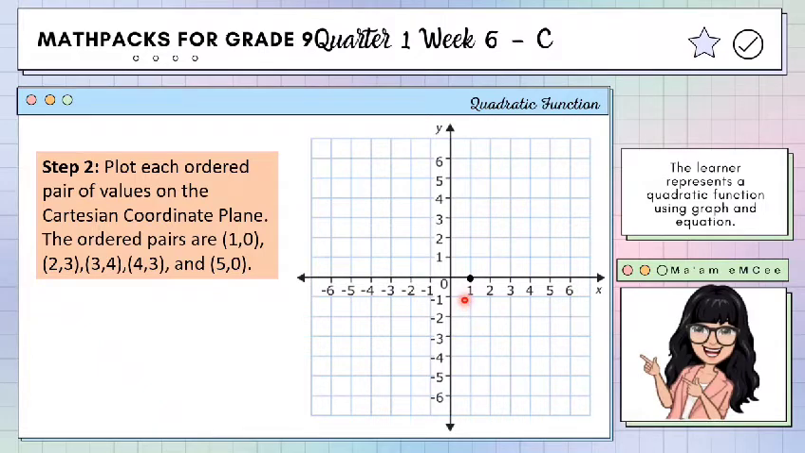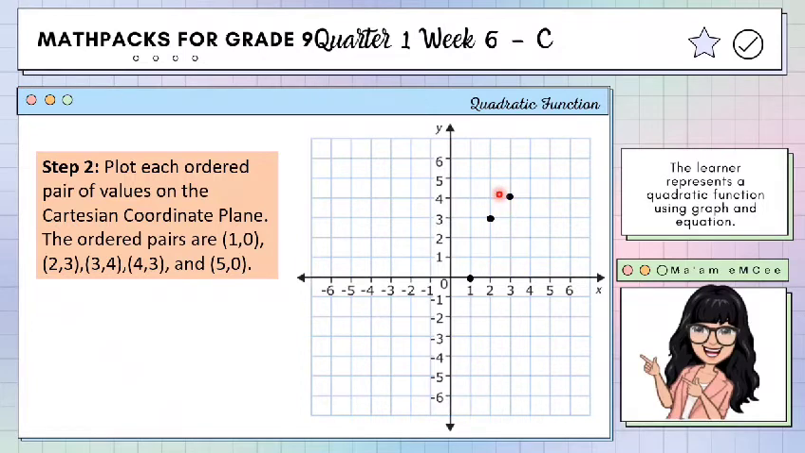Now for the second point, since 2 is positive, then we will be moving 2 steps to the right side. So we have 1, 2, and then since 3 is also positive, we will be making 3 steps upward. So we have 1, 2, 3. So our second point is located here. And then for the third point, we have 3, 4. Since both are positive, then we will be moving 3 steps to the right side. 1, 2, 3. Then 4 steps upward. 1, 2, 3, 4. So our next point is located here.